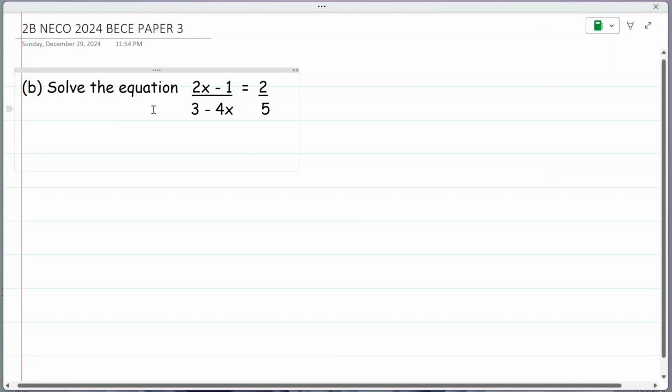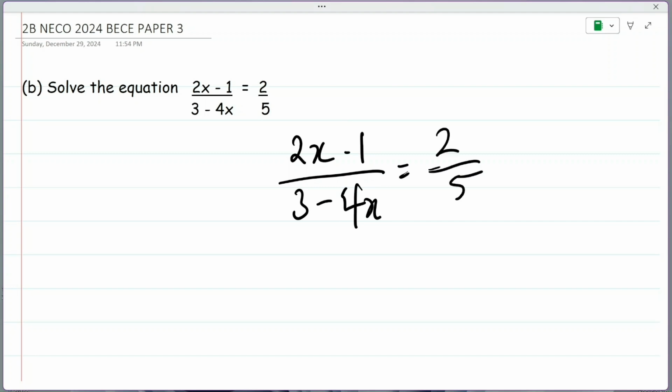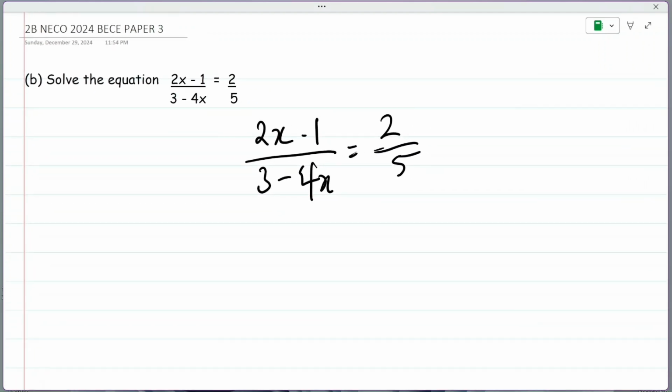Question 2b. Solve the equation (2x - 1)/(3 - 4x) = 2/5. Let's write it out. Standard in math, if you're solving this question, you have to multiply both sides by the LCM or the multiplication of the denominators. That's this and this.